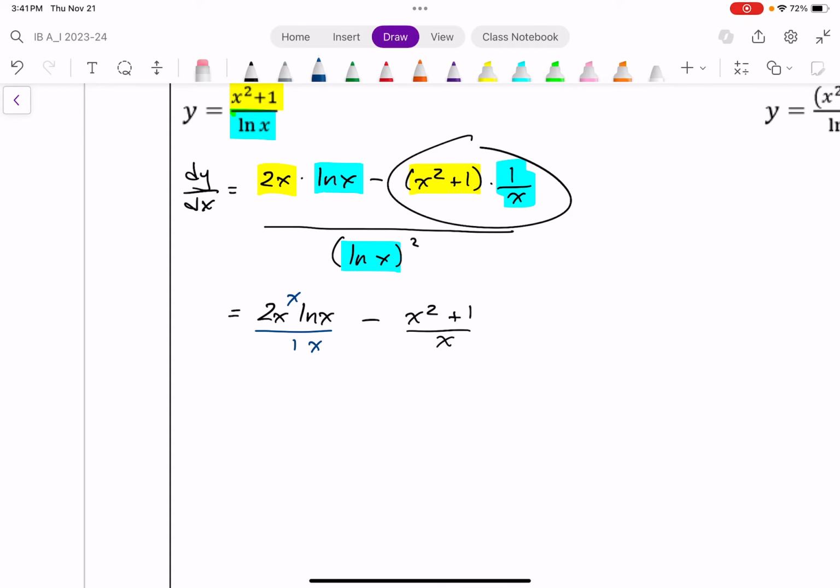And as well, instead of showing all this being divided by the ln of x all squared, I can alternatively show this, because I don't want all these fractions inside fractions. Instead of dividing by ln of x all squared, I could multiply by 1 over the ln of x squared.